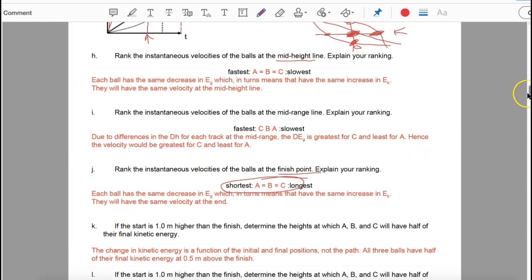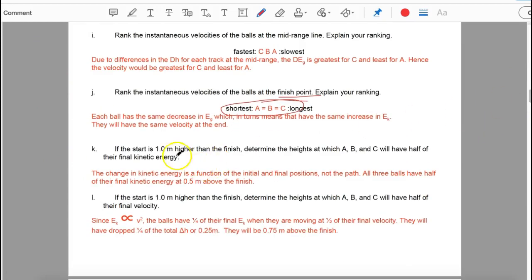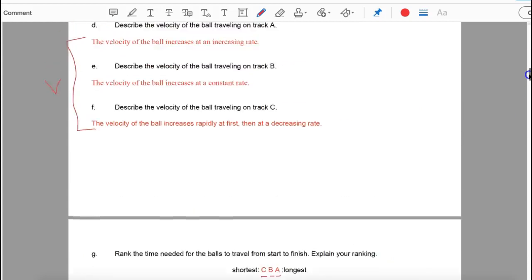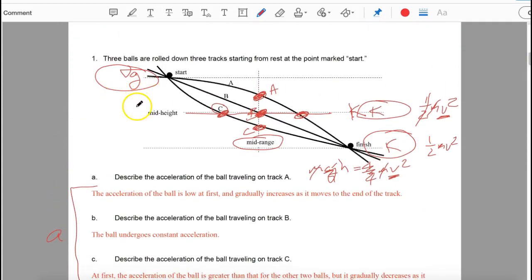For letter K, they say if the start is 1 meter higher than the finish, determine the heights at which A, B, and C will have half their kinetic energy. They all will have half the kinetic energy at the 0.5 meter line. We know that because if you look at the mid-height, this is the 0.5 meter line, and they all have the same kinetic energy. So that is the answer to that one.